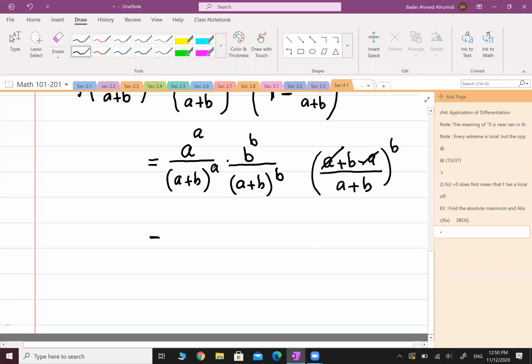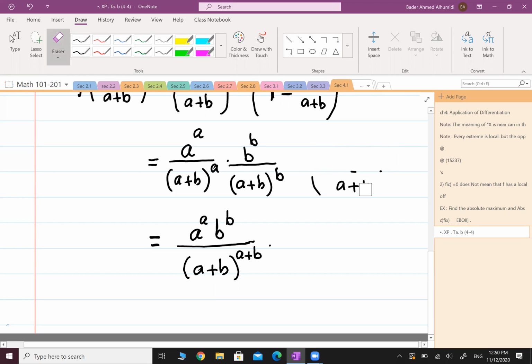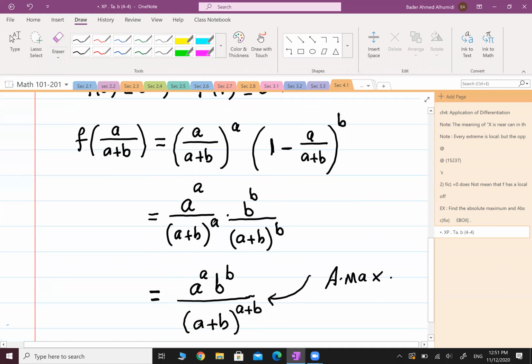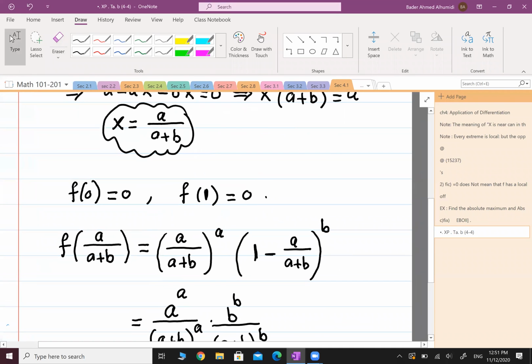This is equal to a to the power a times b to the power b, that is the first one, and downstairs we have a plus b all to the power a plus b. We add the exponents, and that gives us the final answer. This value is the absolute maximum and 0 is the absolute minimum. So that is the complete solution.